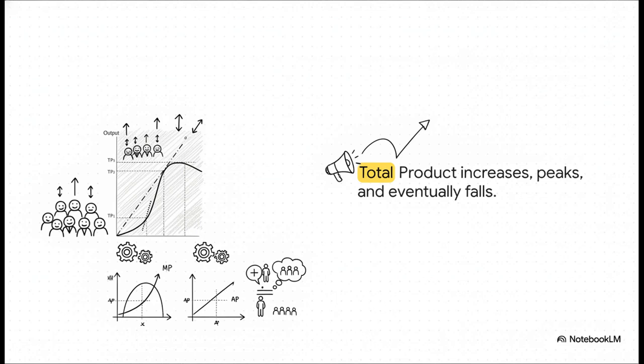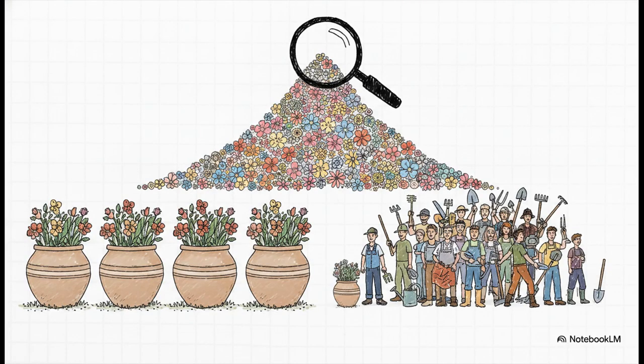It goes backward. To figure out exactly why this happens, we track 2 vital signs: marginal product, which is the extra output you get by adding just one more worker, and average product, which is the mean contribution of each person on the floor. Let's bring this down to earth with a hypothetical cut flower business.